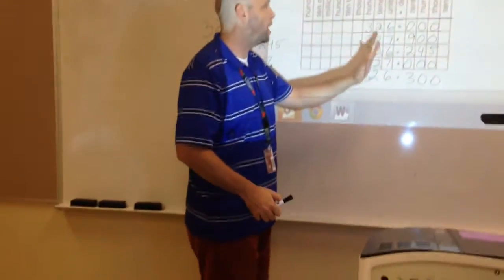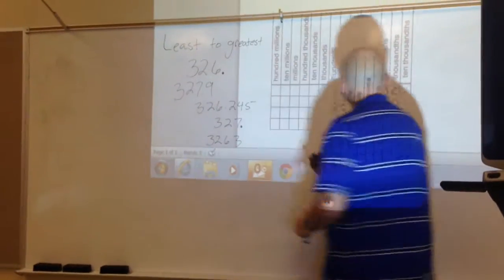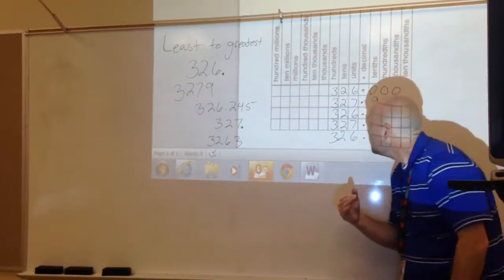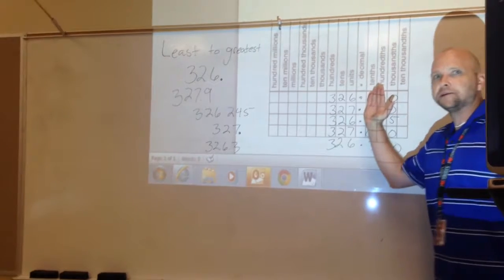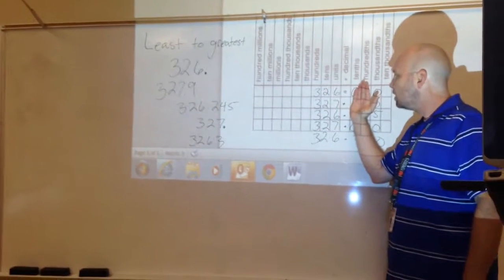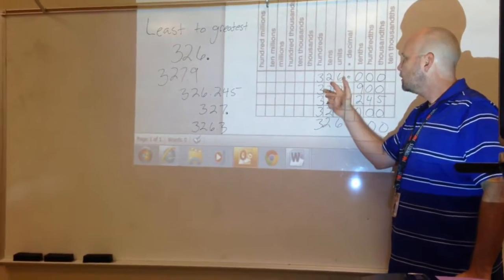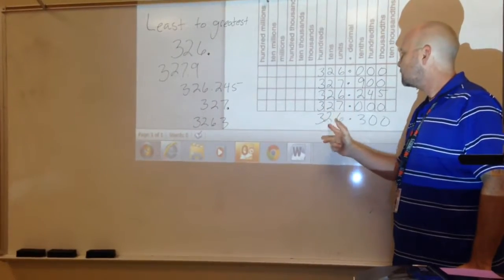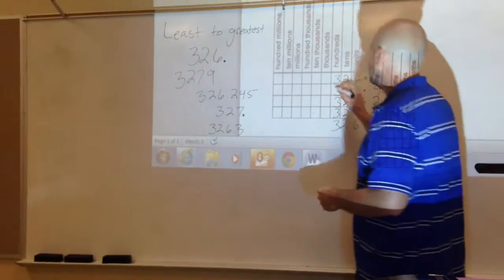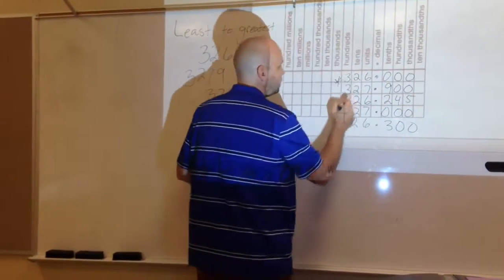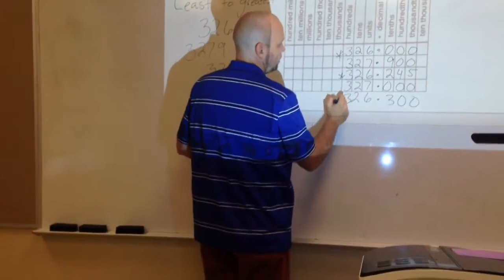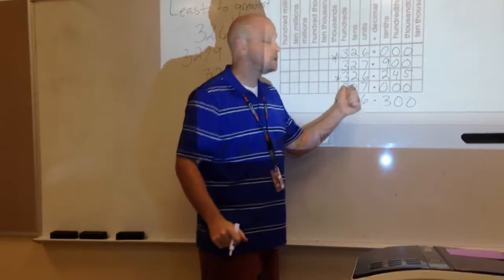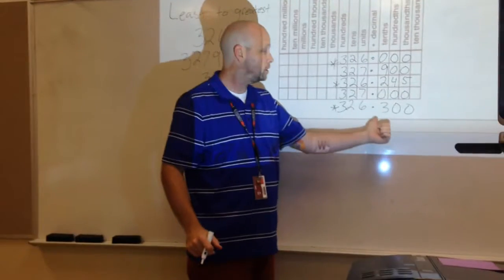I'm going to ignore behind the decimal point. So let's just pretend I'm standing here blocking it. We want the smallest of these numbers. 326, 326, 326. So one of these three is going to be my smallest number.